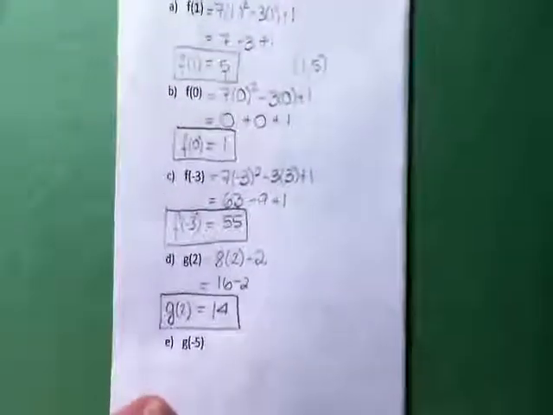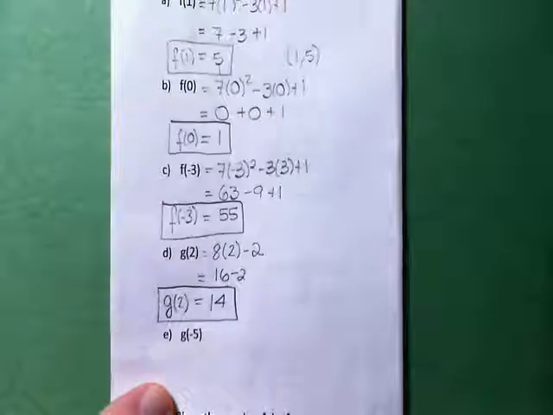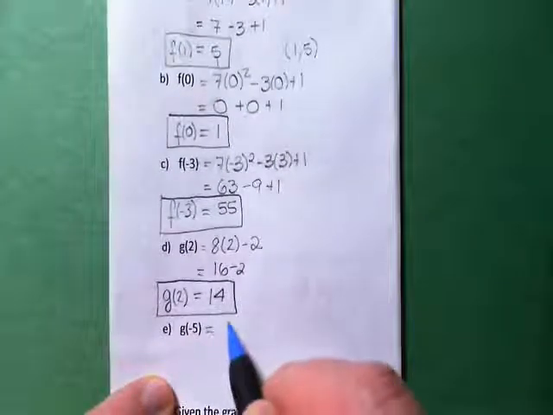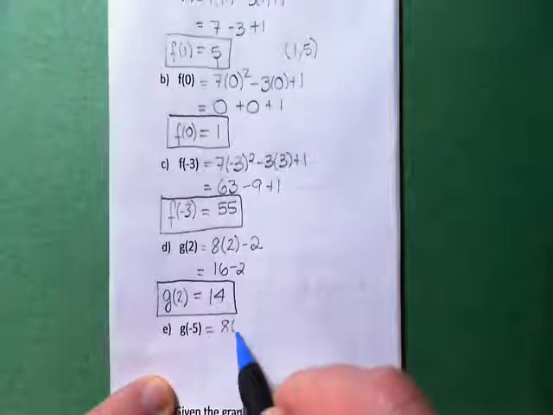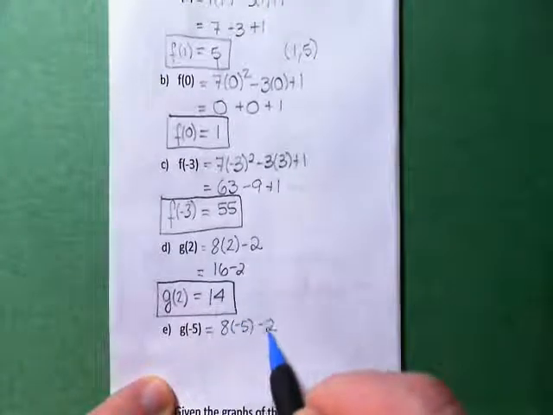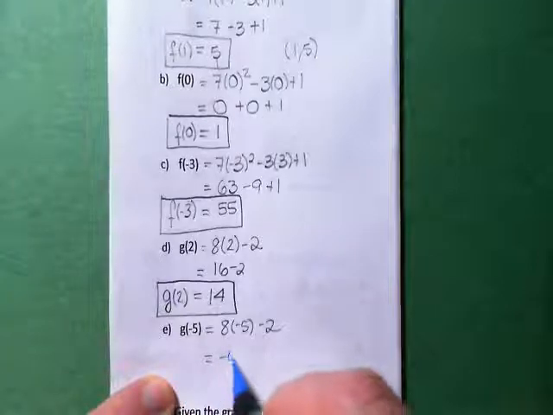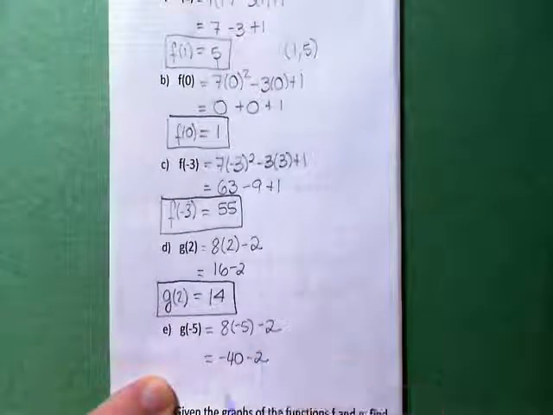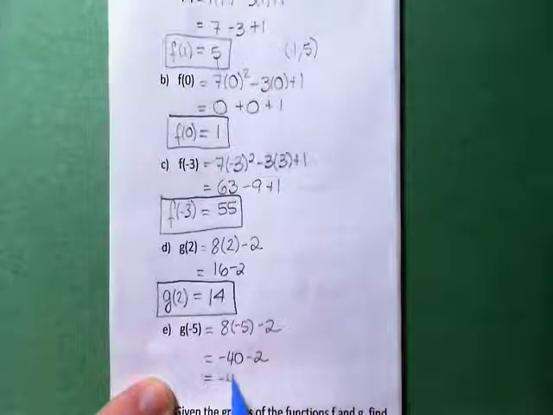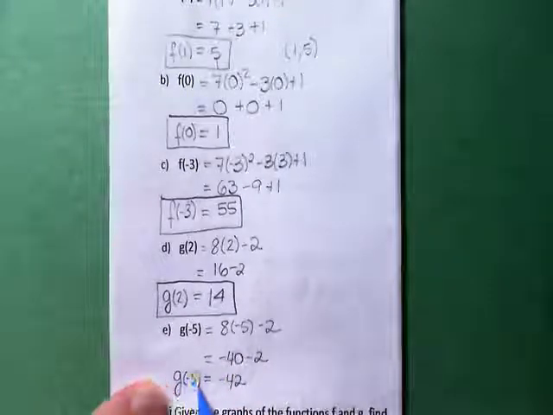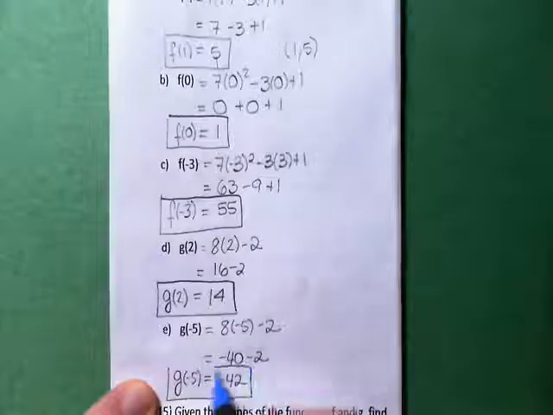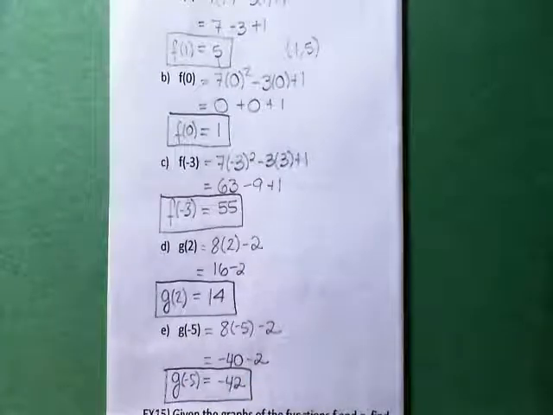Alright, next one is going to be g of negative 5. So we're going to write 8 open parenthesis negative 5 minus 2. 8 times negative 5 is negative 40. And negative 40 minus 2 is negative 42. So g of negative 5 will be negative 42. Alright.